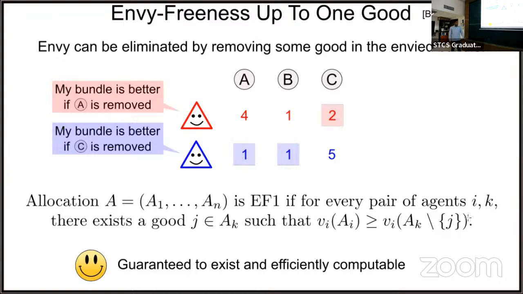So the EF1 notion looks a lot like envy-freeness, except that we are now going to ask that for every pair of agents i and k, there must exist some item j in agent k's bundle, which if you drop, then you'll like your own bundle at least as much as the reduced bundle of the other person.